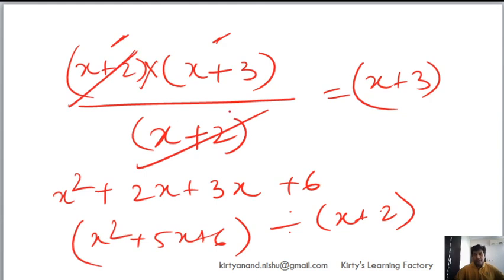So in order to learn division of algebraic expressions, we will need to learn factorization, which I will cover in the next tutorial whenever I make one on algebra. So till that time, just hang on with this broad idea.